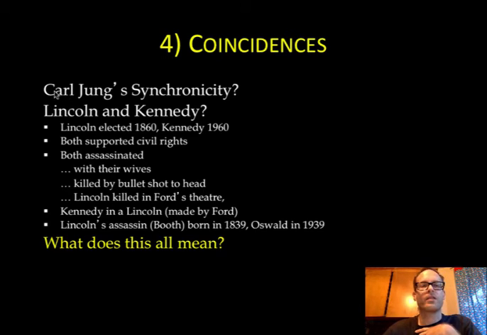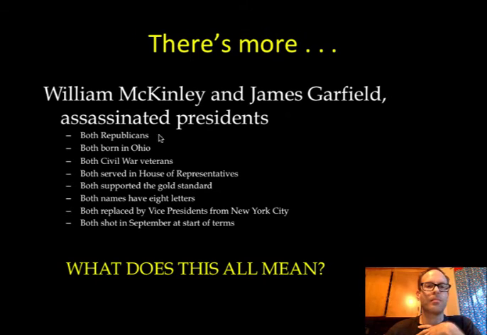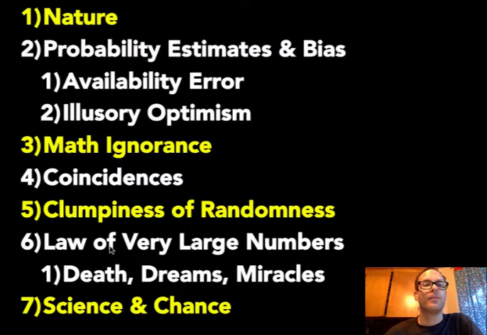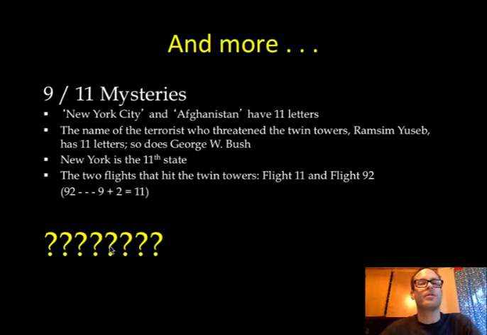A student of Freud's, Carl Jung, claims that this is synchronicity. He has a special term for it. But what do all these coincidences mean? You can see them in different presidents. Our book's author does a good job of that. You can see this with 9/11. There are all sorts of attempts at numerology and so forth. What does all this mean? Well, it doesn't mean much.